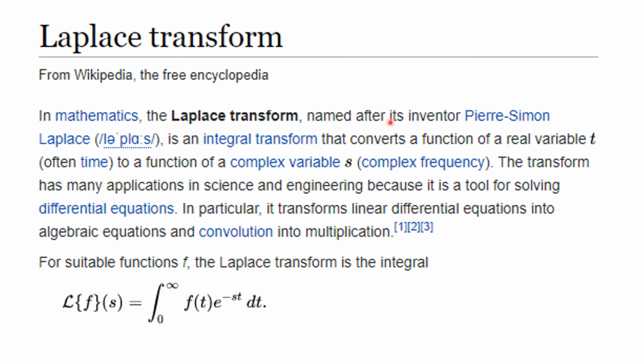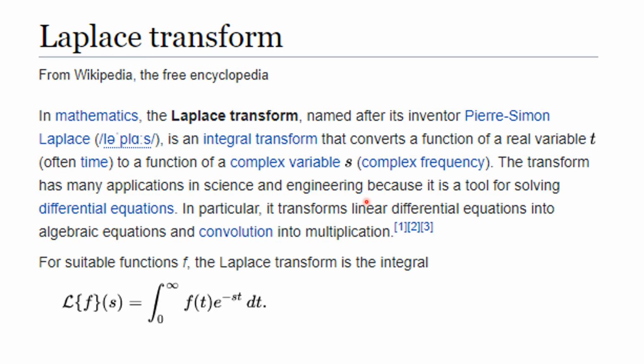The Laplace transform is named after its inventor, who was not Euler. It was Pierre-Simon Laplace, who has often been called the French Newton. Newton was a Brit. And this is an integral transform that converts a function of a real variable t, and often this is time, to a function of a complex variable s, and this is often a frequency rather than a time. The transform has many applications in science and engineering.